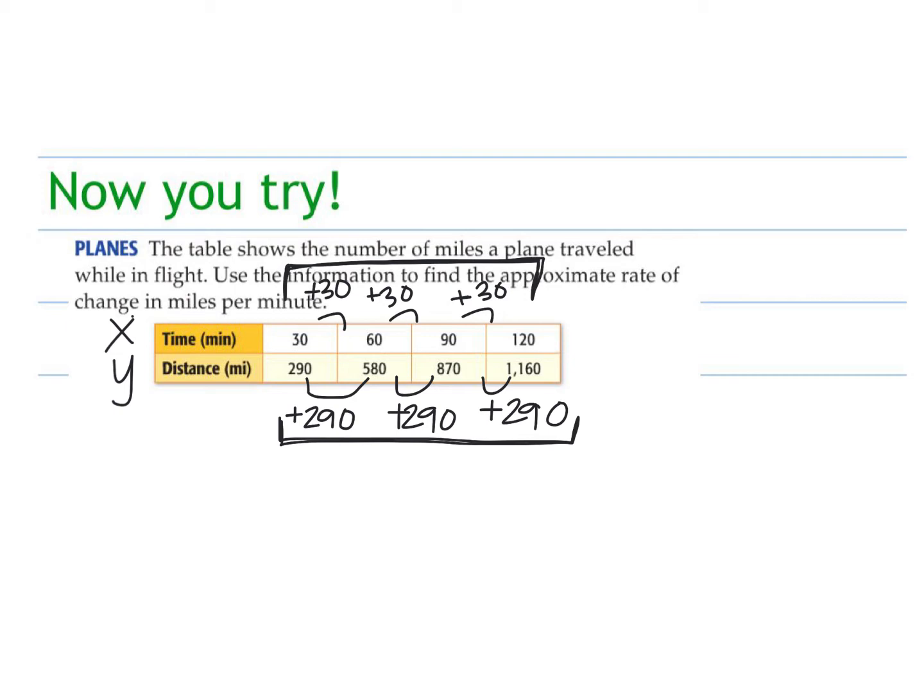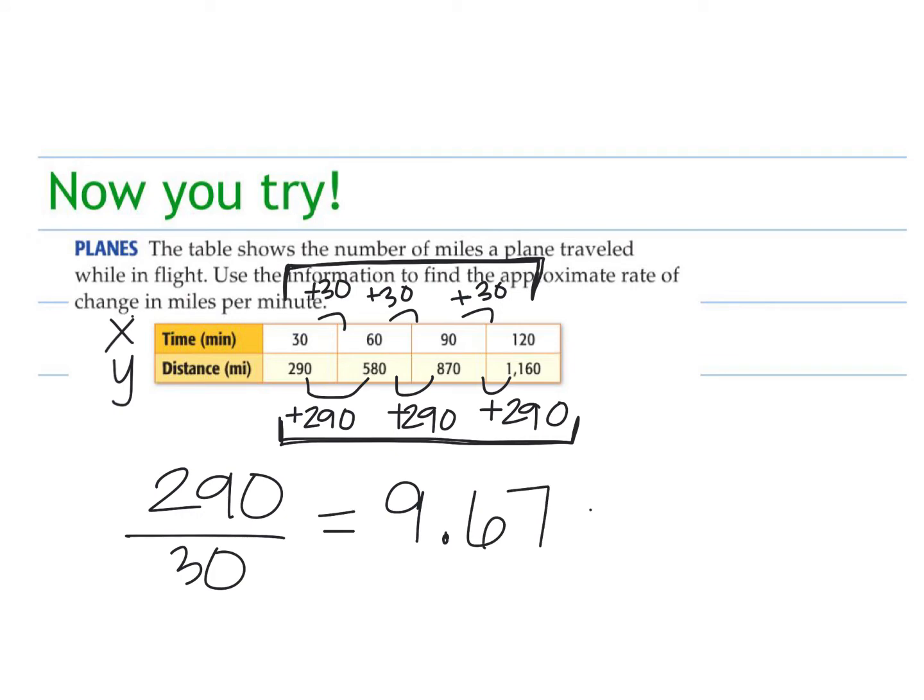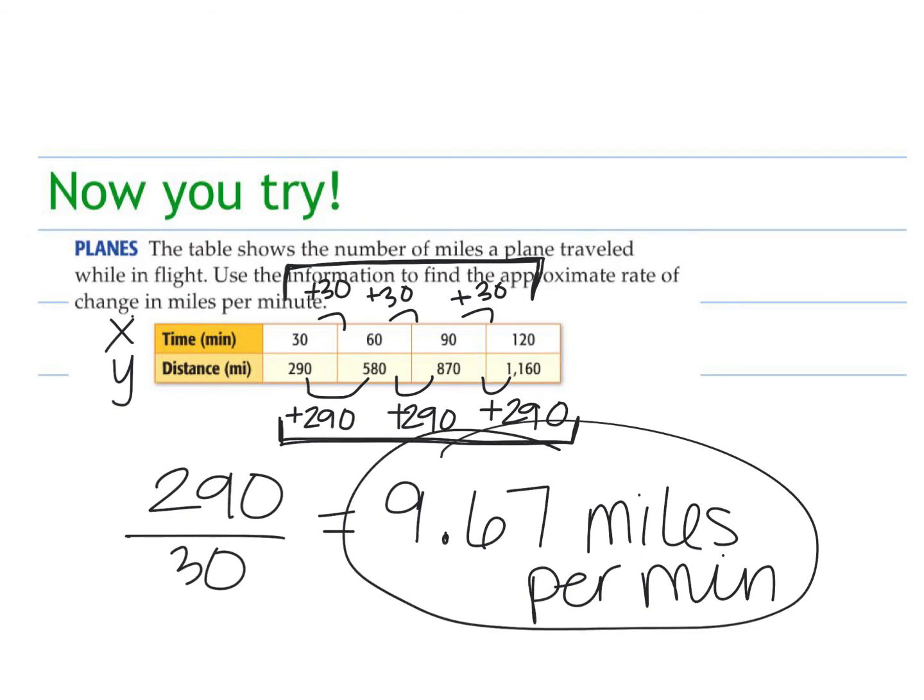So that means it's a constant rate of change, that it's changing at the same rate. We've talked about rates. Now we're talking about a situation changing, but at the same rate. I know it's kind of confusing. So we take our change in y, which is 290, over our change in x, which is 30, and I would take 290 divided by 30, which is 9.6 repeating. I'm going to round that to 9.67, so 9.67 miles per minute is our rate of change for this situation.